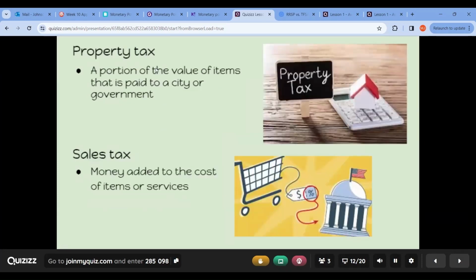Property tax is a portion of the value of items that's paid to a city or government. So that's the city's income. So the city's income is your property tax. Sales tax is money added to the cost of items or services. So sales tax is the income of the provincial and federal government. So part of their income.